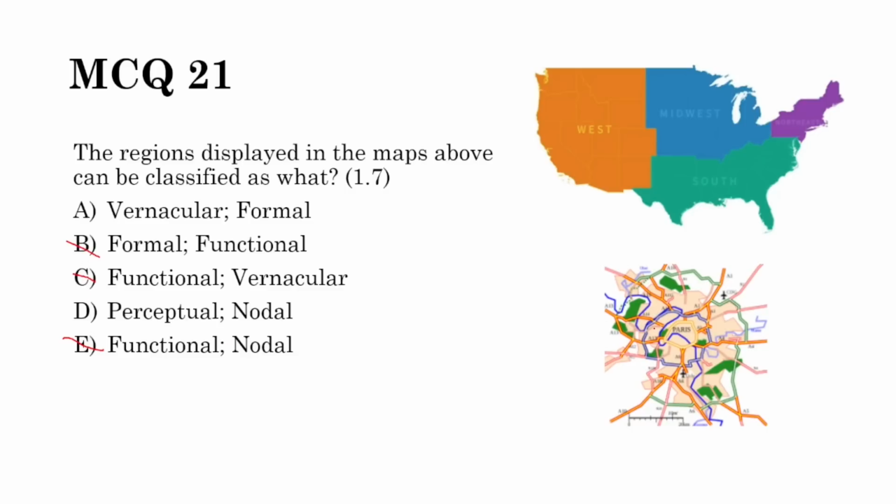Now, what about this bottom one here? We're looking at transportation routes again. And so I said in the last question, when you see transportation routes, think of functional regions. These transportation systems revolve around the center of Paris. The city itself is the node. So it's not a formal region. It's a nodal region. So that's going to make D the correct answer here.